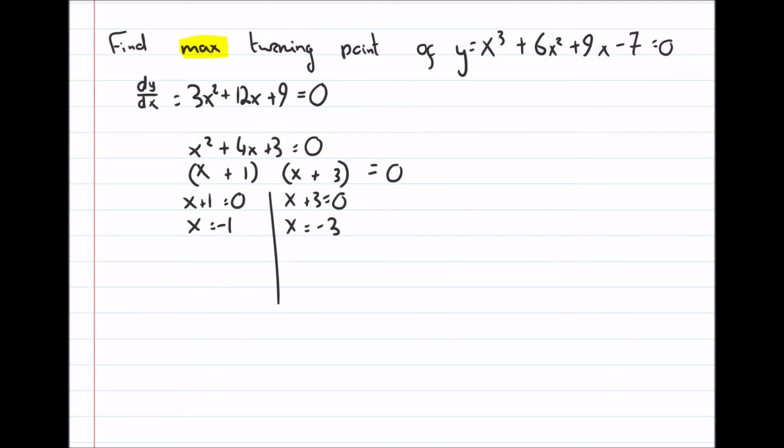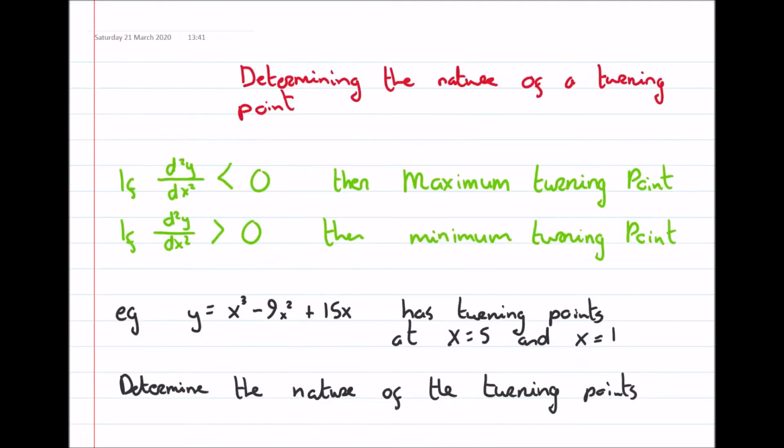Okay, but it says find the maximum turning point, but I have two values. So I need to find out which one is the maximum. I know one of these is the maximum and the other one is the minimum, but I don't know which is which. So we'll come back to that question. I want to just go to this first.